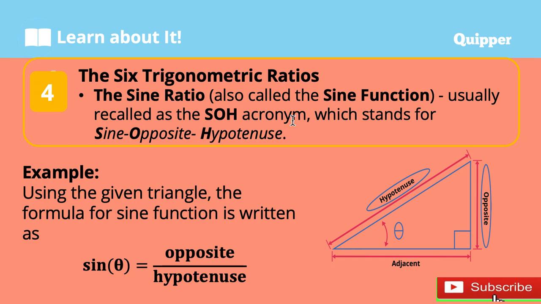This implies that in a sine function or sine ratio, we are only taking into account the opposite side and the hypotenuse. For example, using the given triangle, the formula for the sine function is written as sine theta is equal to opposite over hypotenuse. Just use the values for the opposite and the hypotenuse. No need to use the adjacent side.